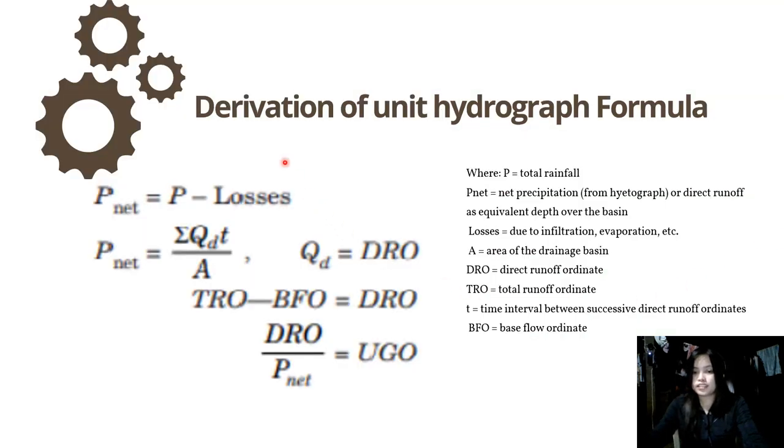So here is the derivation of the unit hydrograph formula. P net is equal to P minus losses. Then P net is equal to the summation of QD dt over area, where QD is equal to DRO. DRO means direct runoff ordinate: TRO minus BFO is equal to DRO. So this is the formula now: DRO over P net is equal to UGO. Here are the corresponding terms.